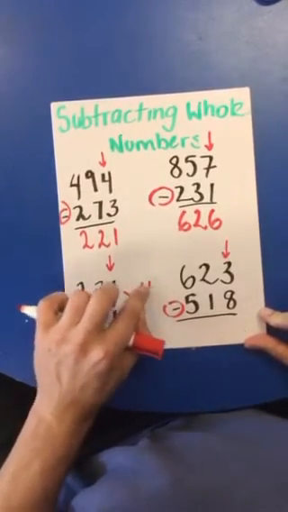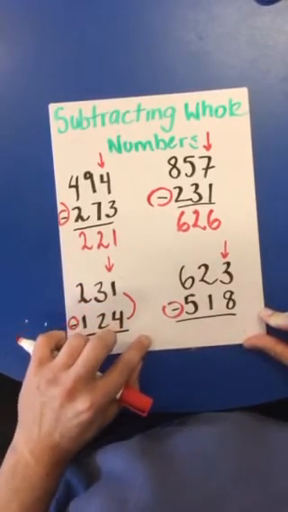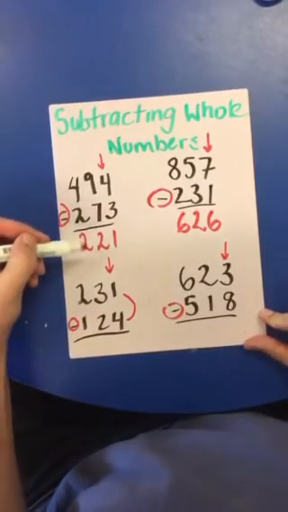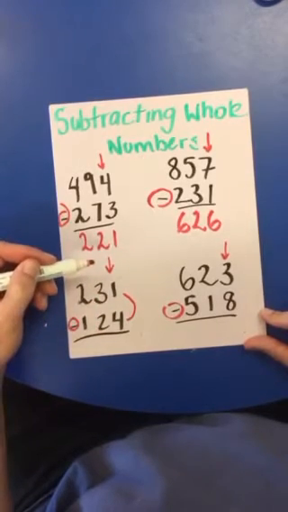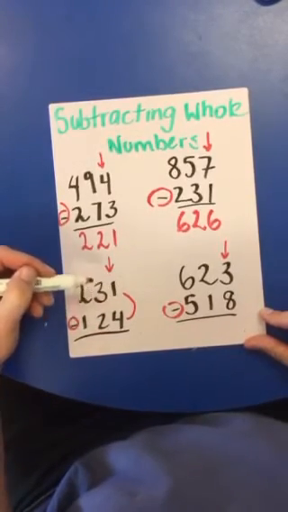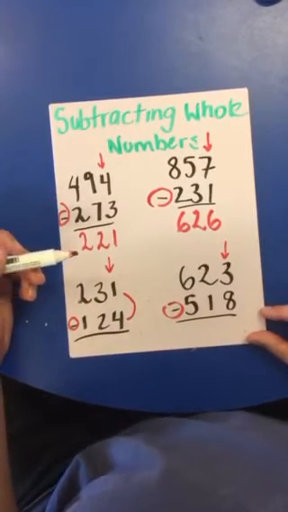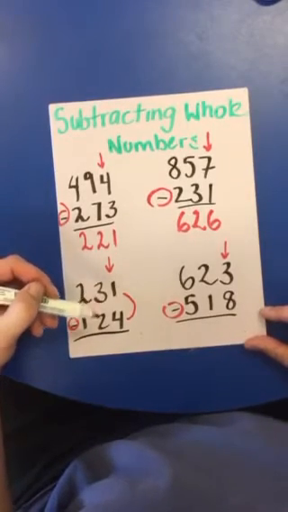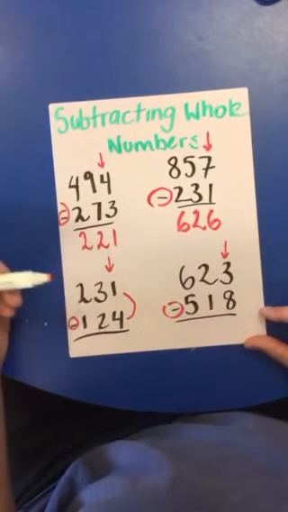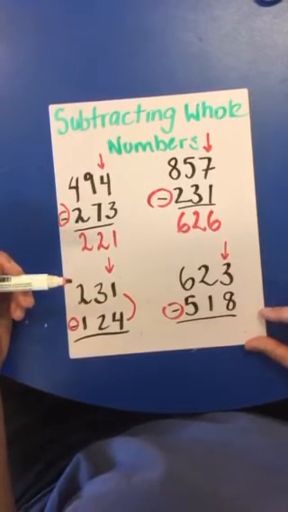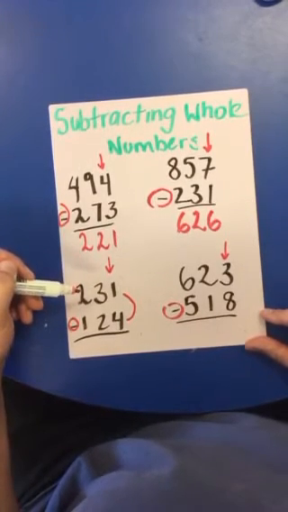So when I go to borrow, I need to look at the column directly to the left. So this column here. And I ask myself, can I borrow from the tens column? Can I borrow from here? Is this 3 larger than the 2? And the answer is yes. Okay, so you can't just borrow from the next column. It's got to work. Is this number bigger than the number below it? And it has to be. Otherwise, you can't borrow from there. You would have to borrow from the hundreds column.